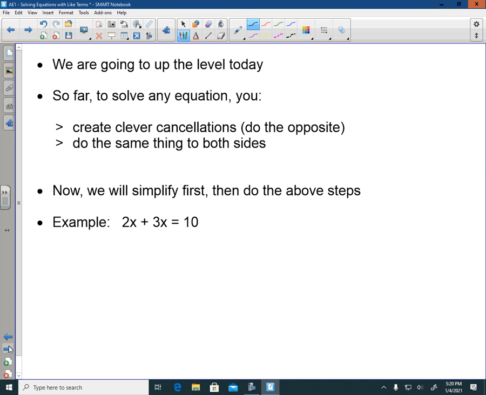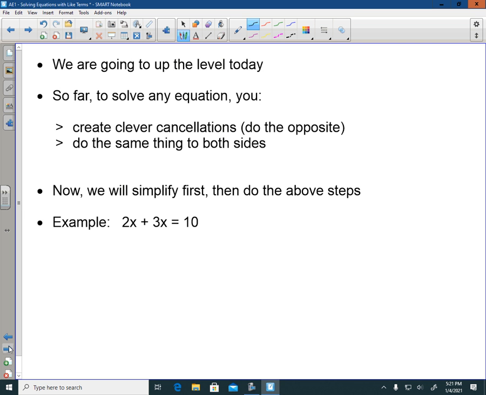So we're going to up the level today. We're going to take what we know about solving equations, which you've been doing for a while, and we're going to add in the idea of simplification using combining like terms. So far, to solve any equation, you create clever cancellations. In other words, you do the opposite, and then you do the same thing to both sides. Now, we're going to simplify first and then solve our equation.